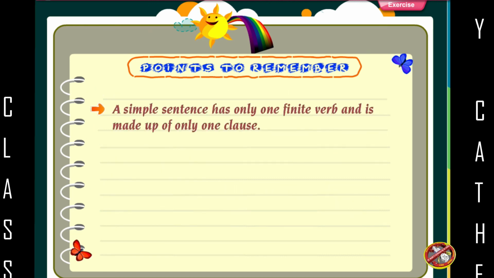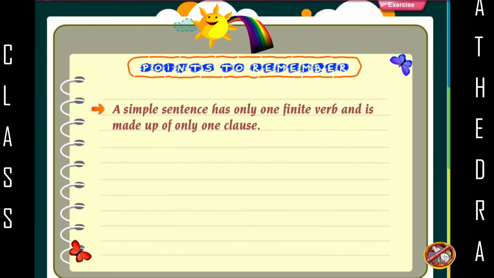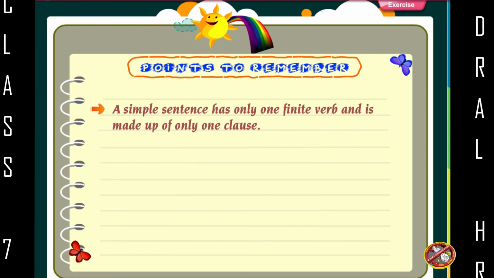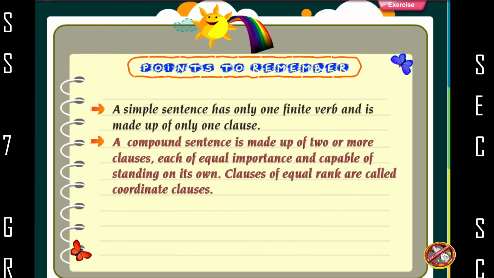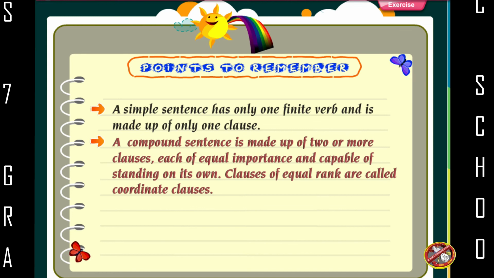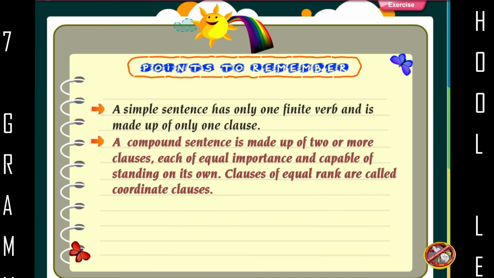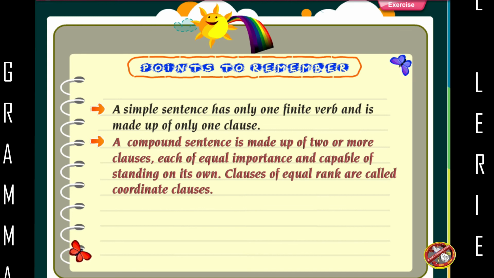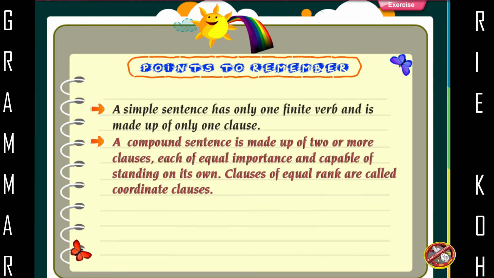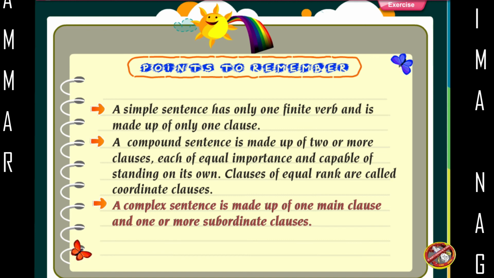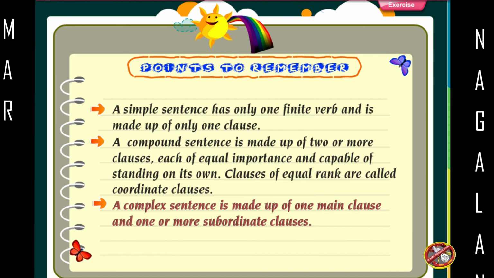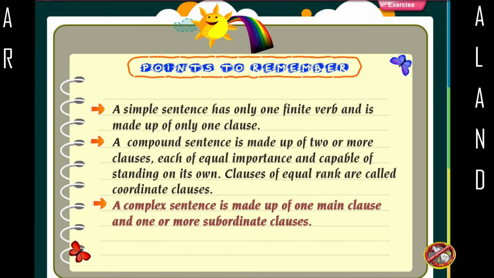A simple sentence has only one finite verb and is made up of only one clause. A compound sentence is made up of two or more clauses, each of equal importance and capable of standing on its own. Clauses of equal rank are called coordinate clauses. A complex sentence is made up of one main clause and one or more subordinate clauses.